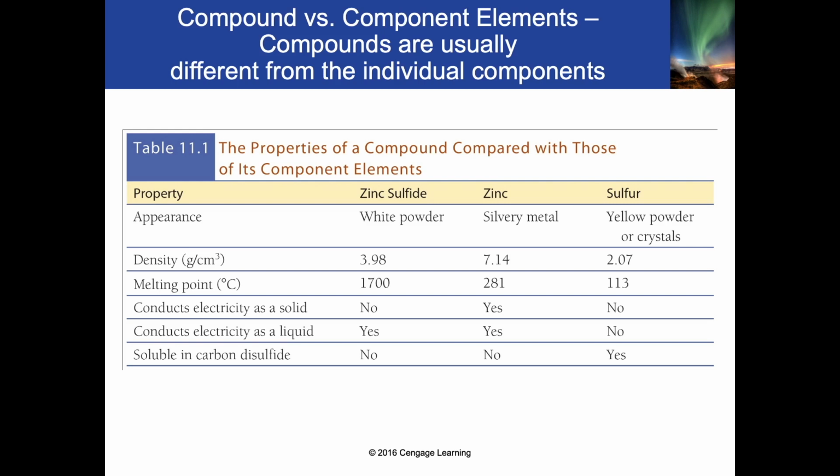So let's look at some physical properties and some chemical properties for that matter. Here we have zinc sulfide. Zinc sulfide, that compound, is actually a white powder. And it's made up of zinc, the metal.